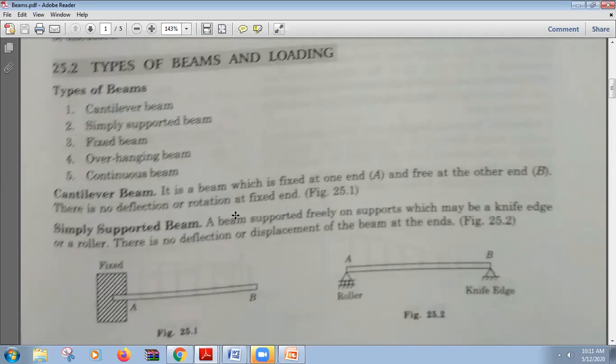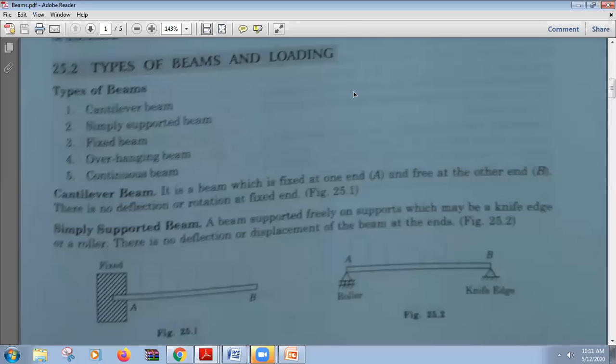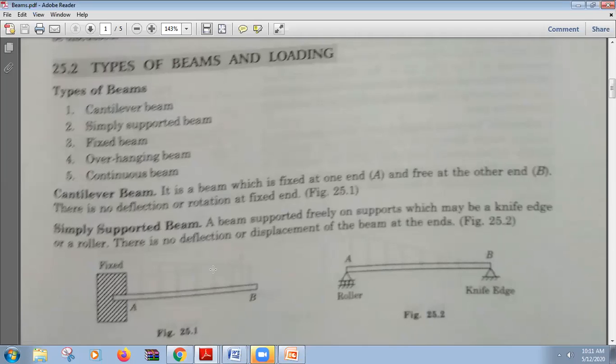There is no deflection or rotation at fixed ends. So fixed ends do not undergo any changes, whereas only the free end undergoes the changes, deflections. So a cantilever beam is fixed at one end and free at the other end. All the changes occur at end B and no change occurs at end A.